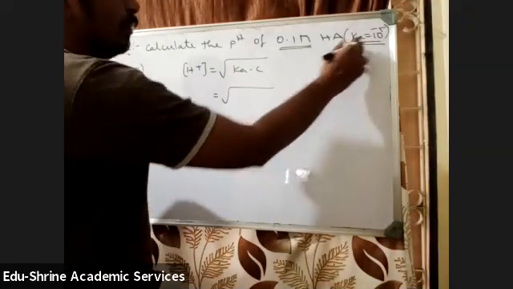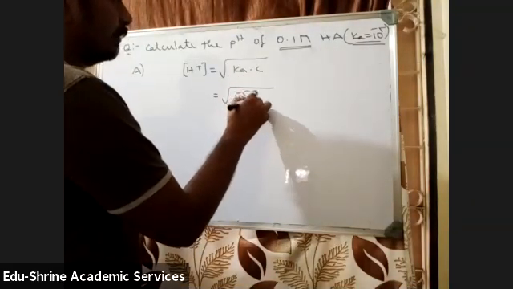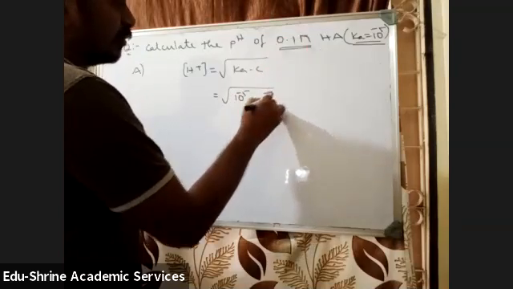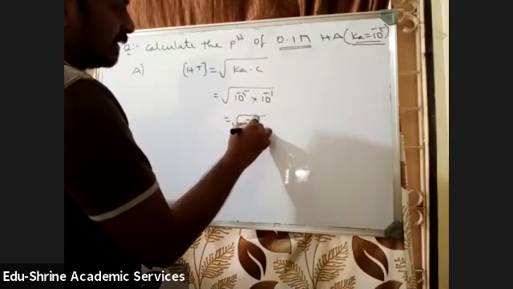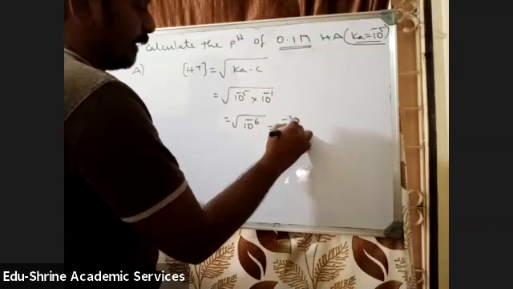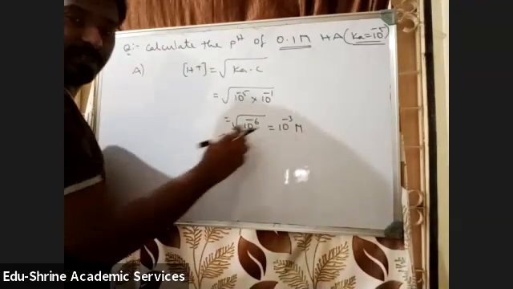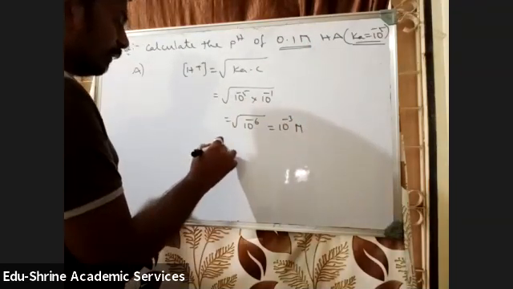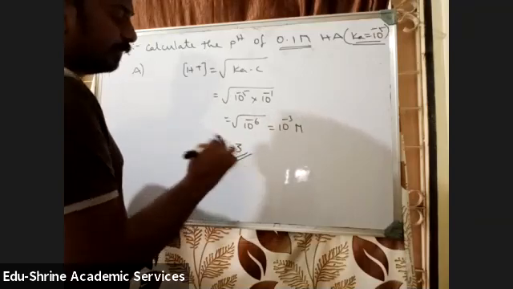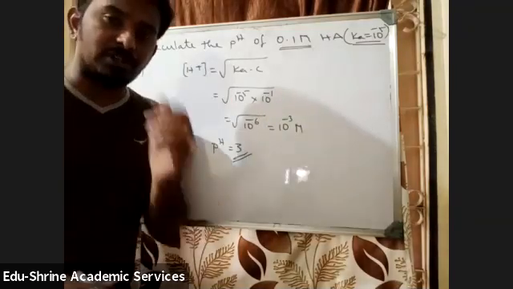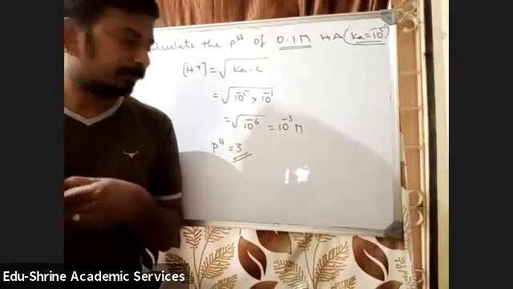So which is equal to root Ka, value is 10 power minus 5, concentration is 10 power minus 1. So this will be 10 power minus 6, which is equal to 10 power minus 3 molar. So if H plus is 10 power minus 3, what will be the pH? pH value will be 3. Such types of simple questions you will get in the exam. Okay.